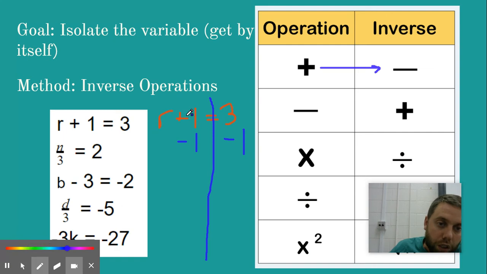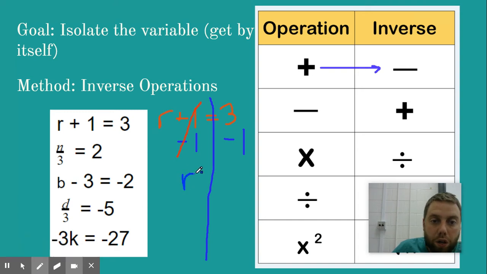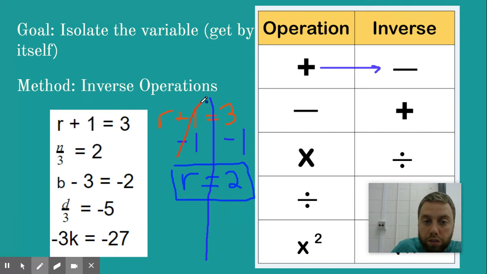Now, looking at this right here, r plus 1 minus 1, you'll notice that they cancel out. So what do we have now? We just have r. If these cancel out, we have left r, and the r is by itself, which is fantastic. And over here, 3 minus 1 is 2. Cool. So we have solved this equation. We have isolated the variable, therefore we have solved. The value of r is 2.